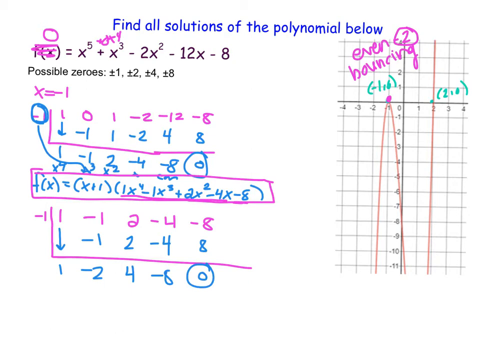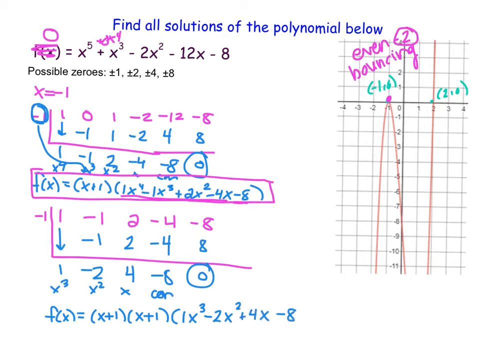So now I can rewrite this equation again with that second -1. This is going to be my constant, my x squared, and my x cubed. So my new function here is f of x is equal to x plus 1, and then I have 1x cubed minus 2x squared plus 4x minus 8.